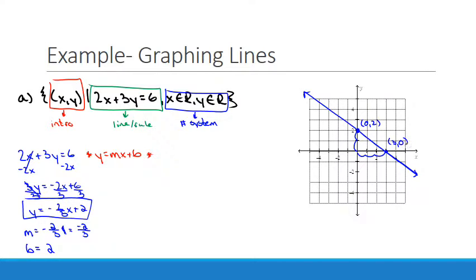Now the funny thing about this question is that the 2 points that I found happen to be the x and y intercepts. So if I would have used the other method, which is the x and y intercept method, I would have actually had the exact same 2 points plotted. That doesn't always happen. It's kind of neat that it happened here.